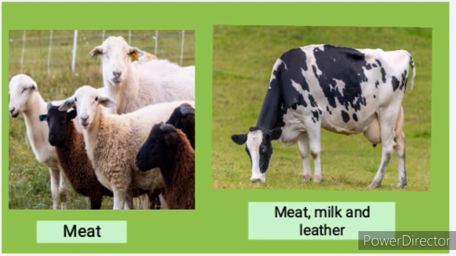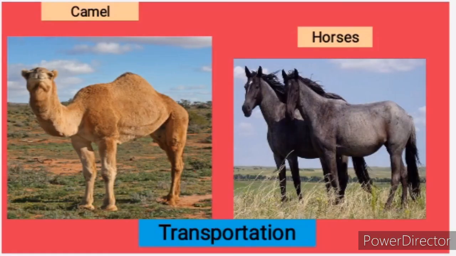From the cow we can get meat, we can get milk, and we can get leather, which we use in making our bags, our shoes, our belts. That's hide and skin. Then these are other animals that we get from agriculture. This is a camel, and these are horses. We use these animals for transportation. They can carry heavy loads for us and travel long distances. So you can see that agricultural resources are very important.